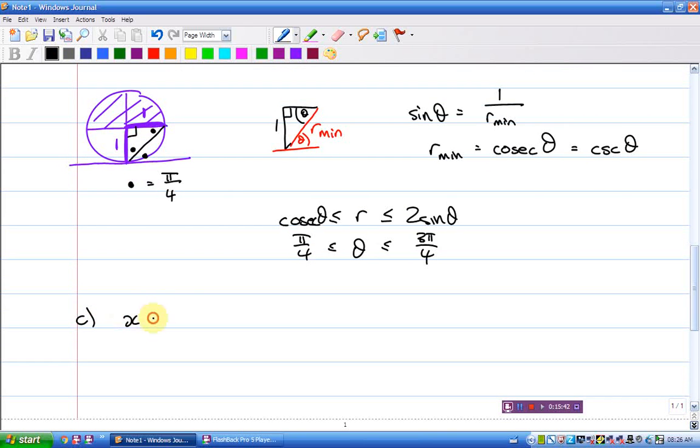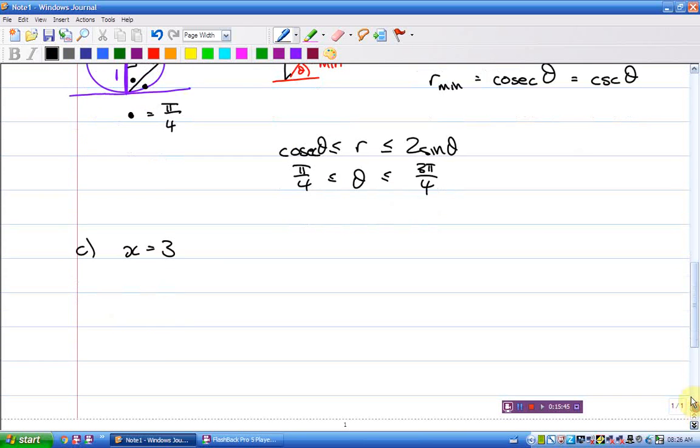1c, x equals 3, okay? So you can still think of it in terms of rays, but this one you may as well just go straight to the algebra.